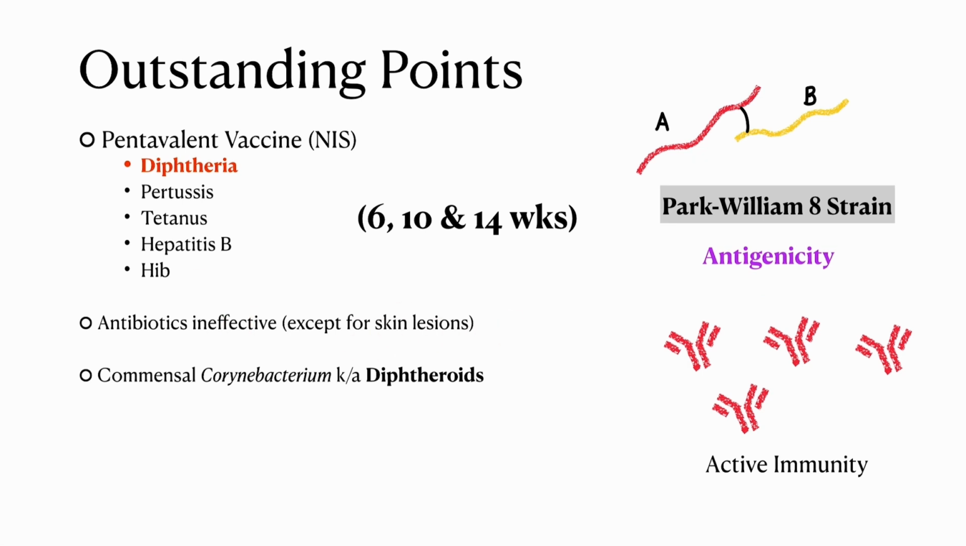And lastly, we have some commensal Corynebacteria too, which are known as diphtheroids. So in cases of sample collection and microscopy, these commensal bacteria could confuse us with the pathogenic bacteria, right?